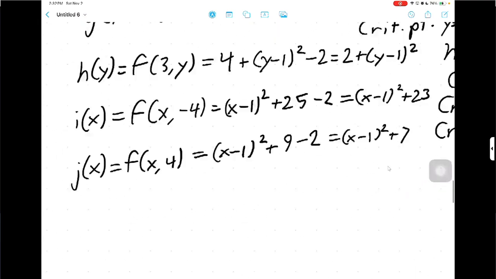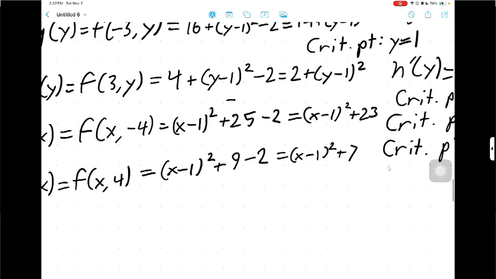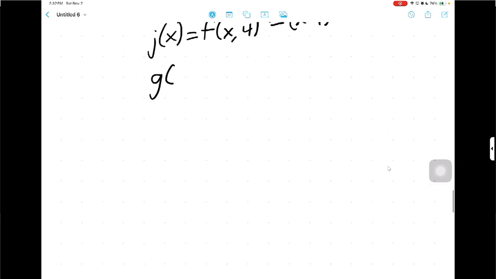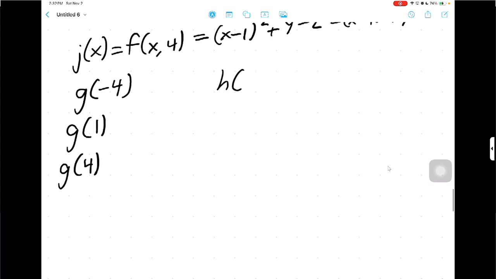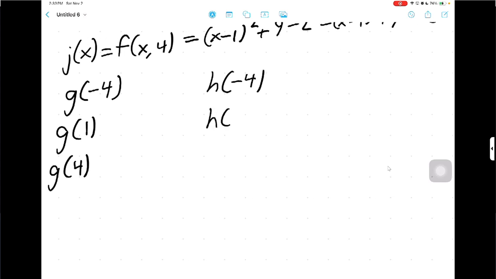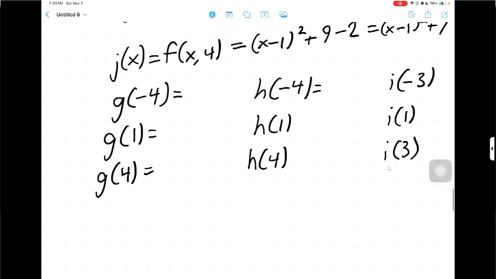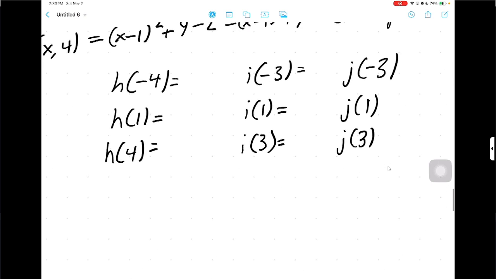And finally, we just have to plug in every single thing here, including all the endpoints. This is -3 ≤ x ≤ 3. Alright, let me just go ahead and do this. G of -4, G of 1, G of 4, H of -4, H of 1, H of 4, I of -3, I of 1, I of 3, J of -3, J of 1, and J of 3. And just calculate what these are equal to. For the sake of time, I'm just going to calculate these mentally.